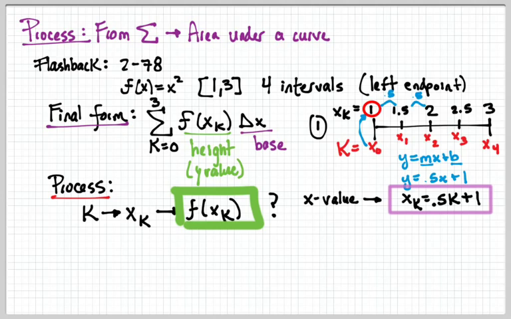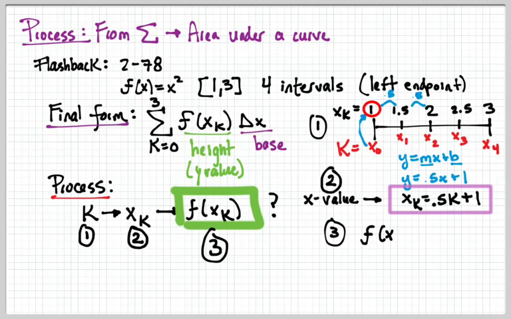The problem is we need f of x of k. So we've actually already done steps 1 and 2. Part 1 was finding k. Part 2 is finding x of k, which we just did. Now part 3 is this f of x of k. F of x of k is going to be our original function, which we have to go back to, as f of x equals x squared.